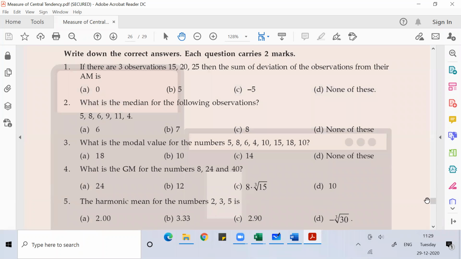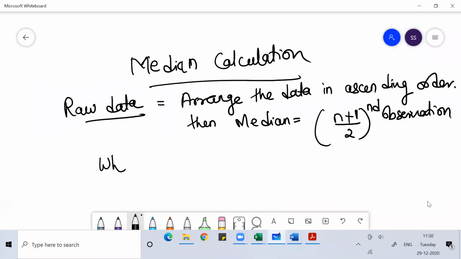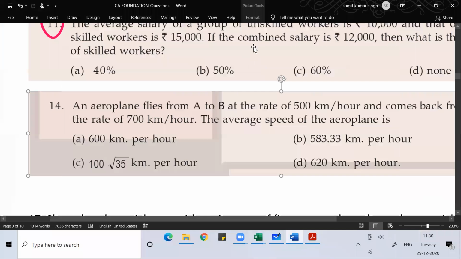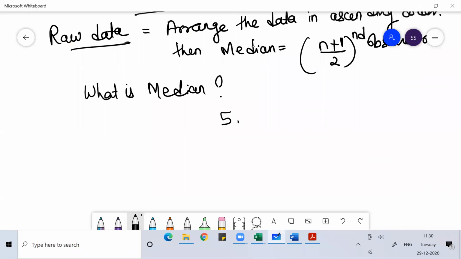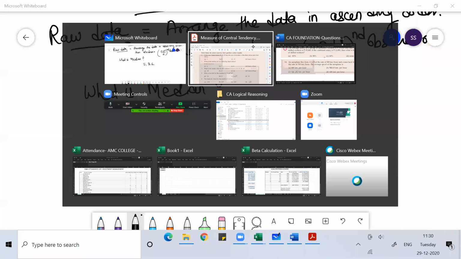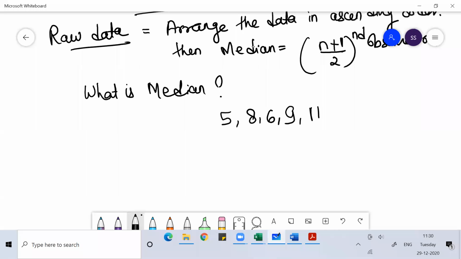If you see question number two, what is the median? The data is 5, 8, 6, 9, 11, 4. I am asking you what is the median.